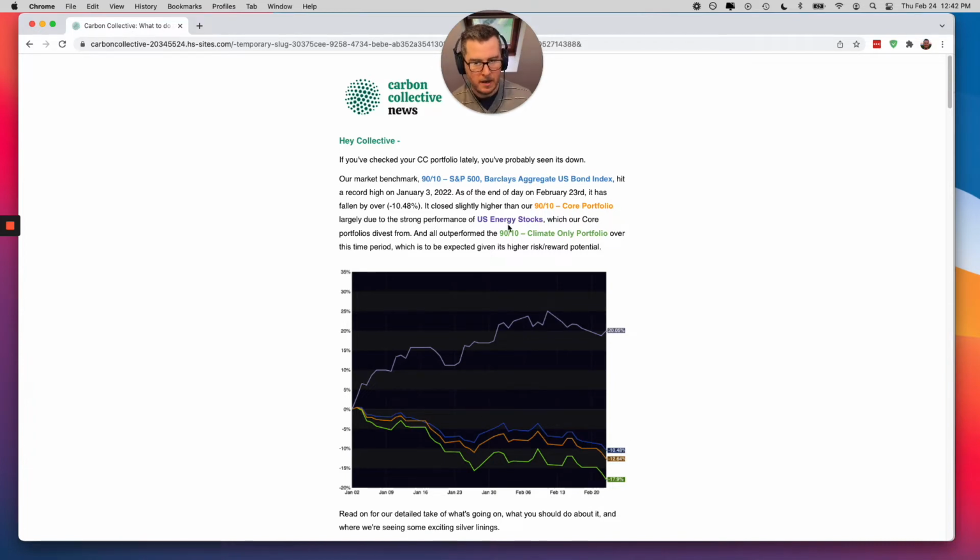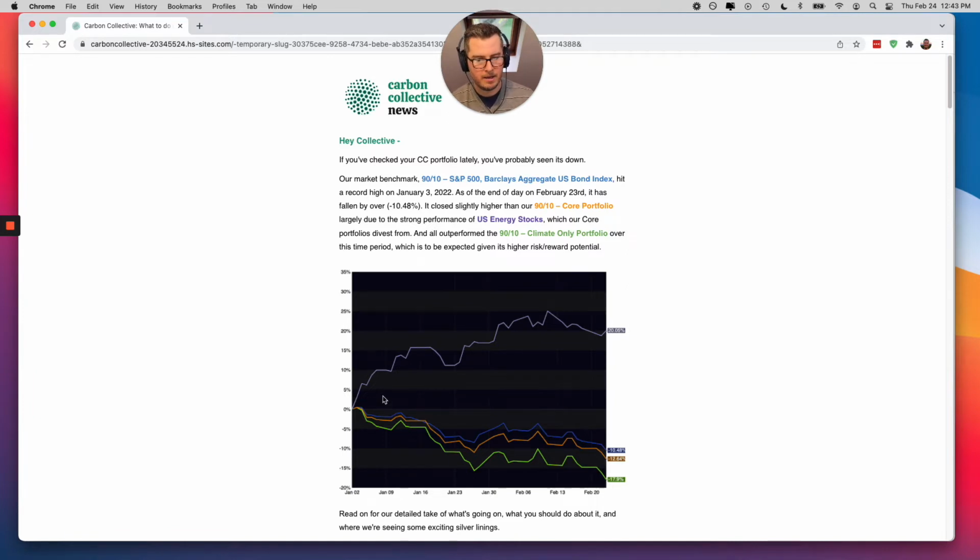You can see the 90% S&P 500, 10% Barclays Aggregate U.S. Bond Index, which is the benchmark that we use for our portfolios, has fallen 10.48% as of February 23rd, so yesterday. Ironically, markets are back up today, but we're using yesterday's data.